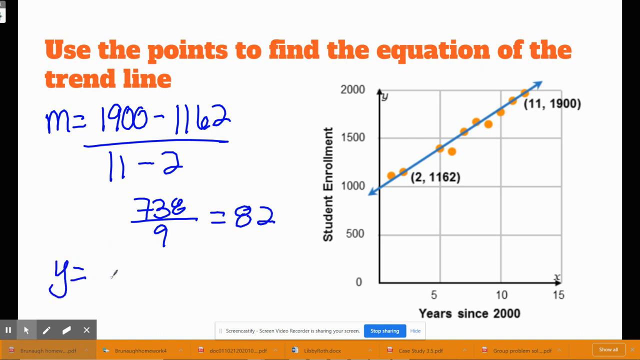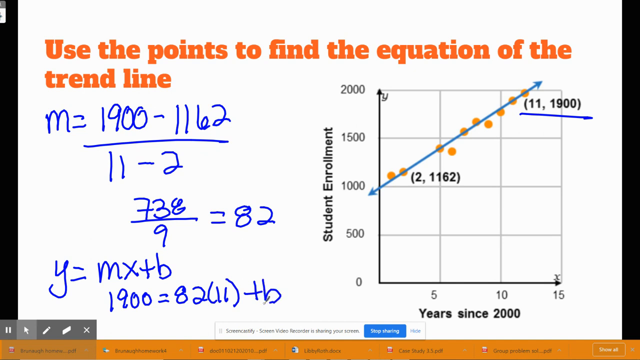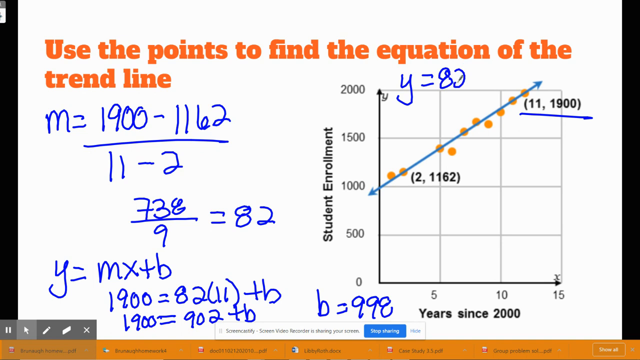Let's do mx plus b again so we can compare them a little bit better. If I pick 11, 1900, it'll be 1900 is 82 times 11 plus b. 82 times 11 is 902. Subtract 902, and you get b is 998. So the equation for this line would be y equals 82x plus 998, which is a little different than what I had before.